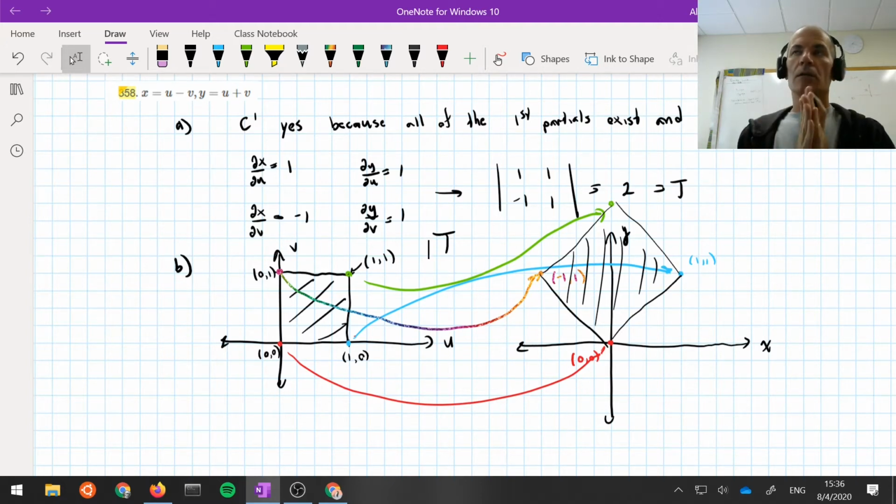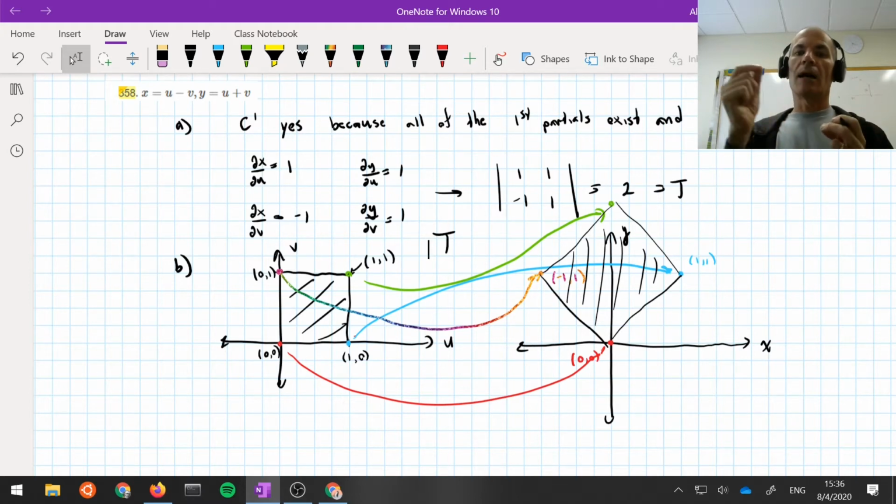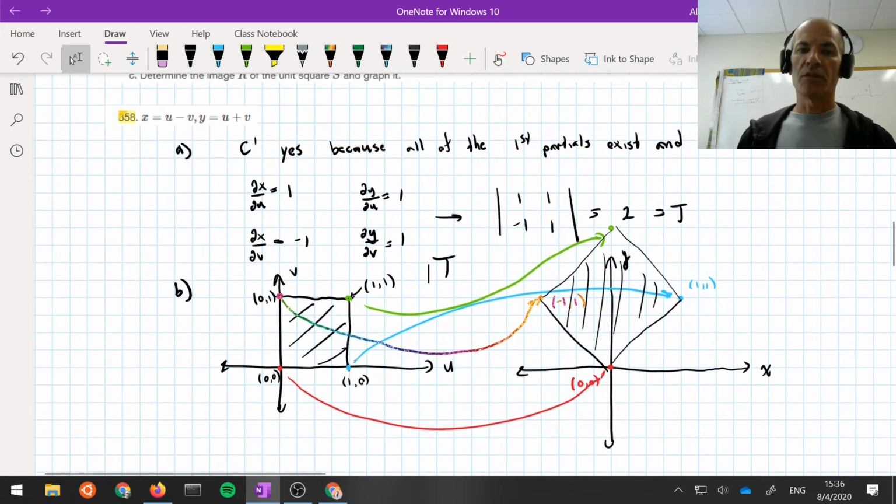For what are these things called? For polygons. A polygon is straight lines that connect vertices, like a triangle, a square, a rectangle, a pentagon. Those are all polygons. For polygons, it's enough literally to just plot where the vertices go and then connect the dots and you're done. So polygons are really nice to work with when you're trying to visualize what these transformations are doing.